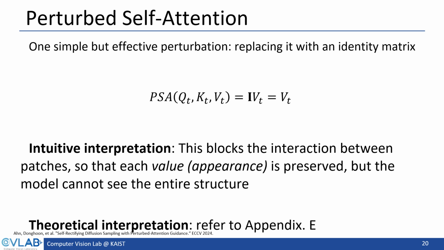There are many possible perturbations for the self-attention map. Most of them work, but we suggest a simple and highly effective method, replacing the self-attention map with an identity matrix. Intuitively, this breaks the interaction between image patches, preventing the model from understanding the overall structure, so each patch focuses only on its own value. For theoretical insights, we explain the connection between self-attention and Hopfield network. More details can be found in Appendix E.